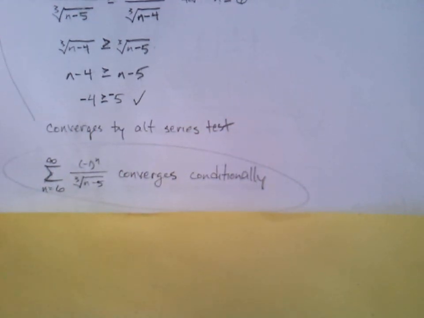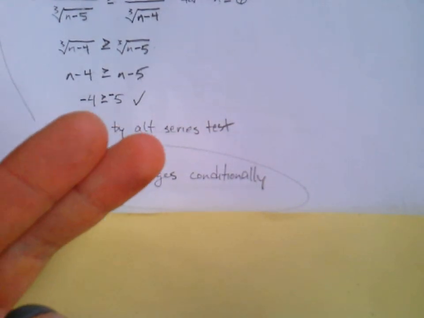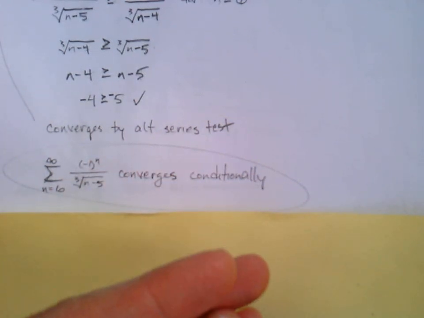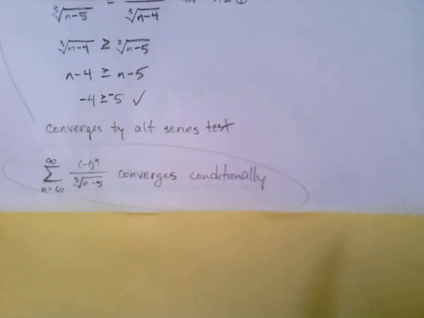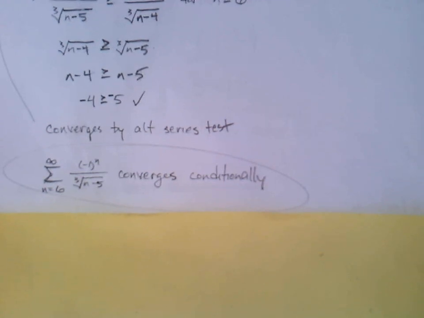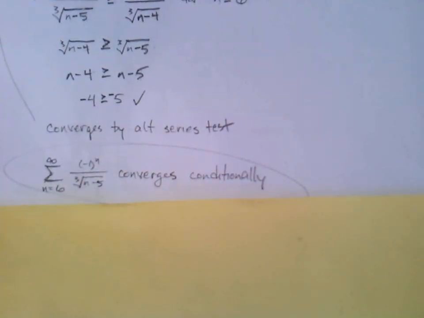And wow, how many different tests did we see? We saw p-series, we saw DCT, we saw alternating series test, all within one problem. That's pretty impressive. Okay, we're going to stop here. We're going to get to the ratio test in the next video.